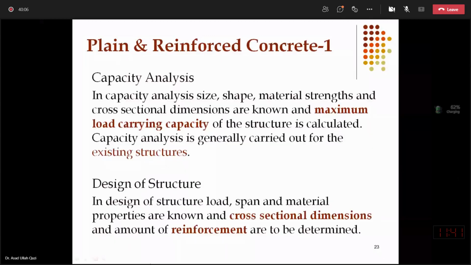In PRC 1 and 2 as well, we will carry out not only the capacity analysis of a structural member, maybe a beam, a column, a slab, even a footing, but also design them against the demand. So there is a little difference in capacity review and design.